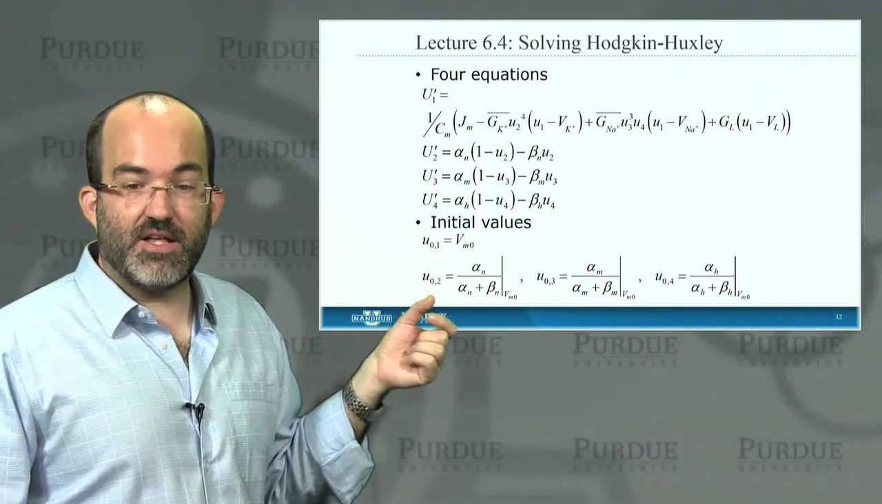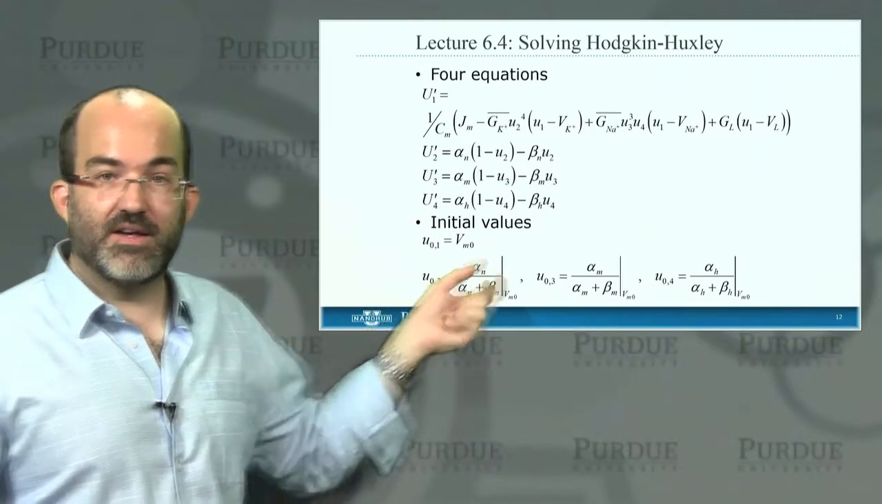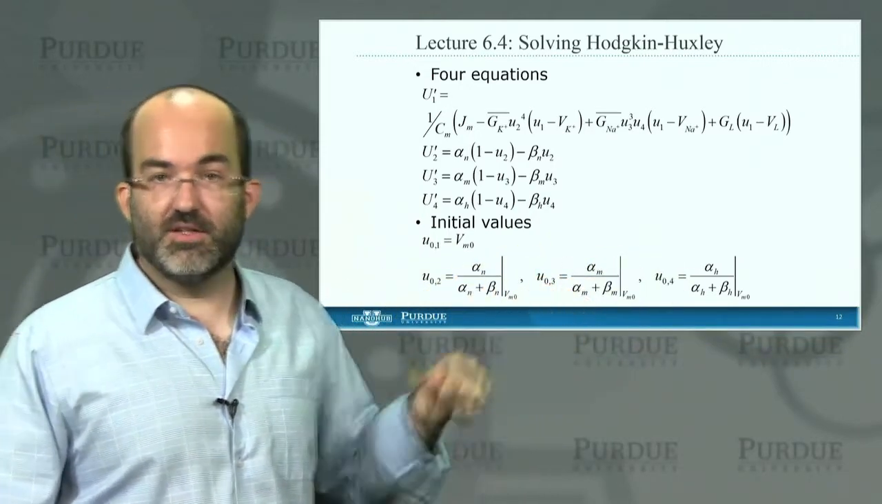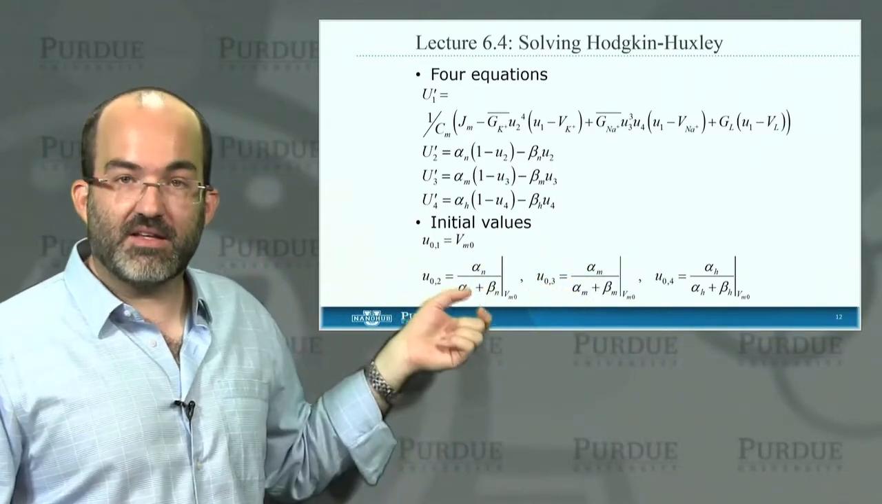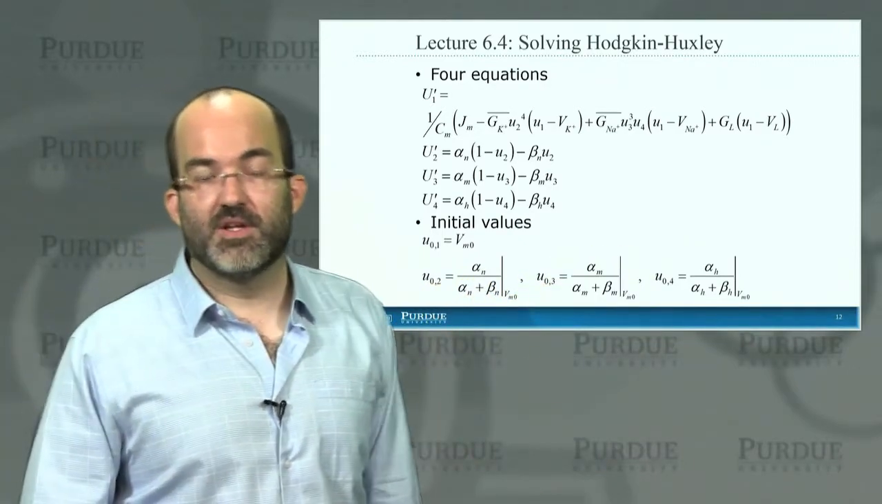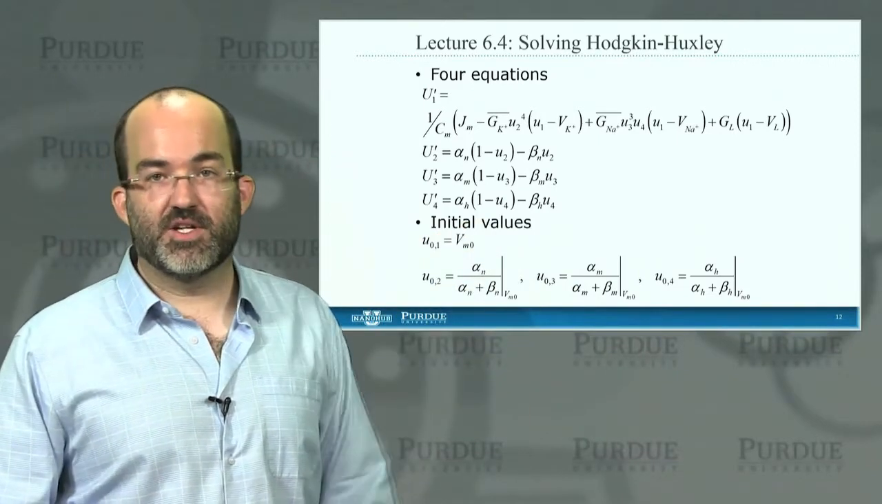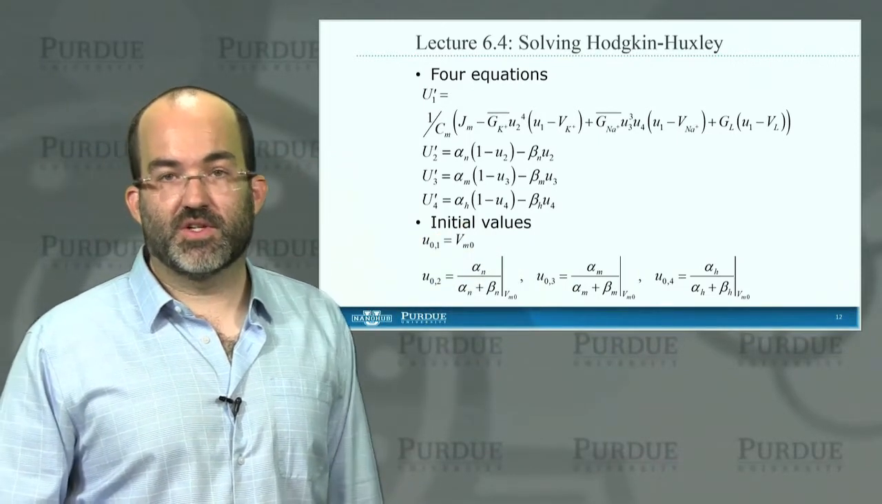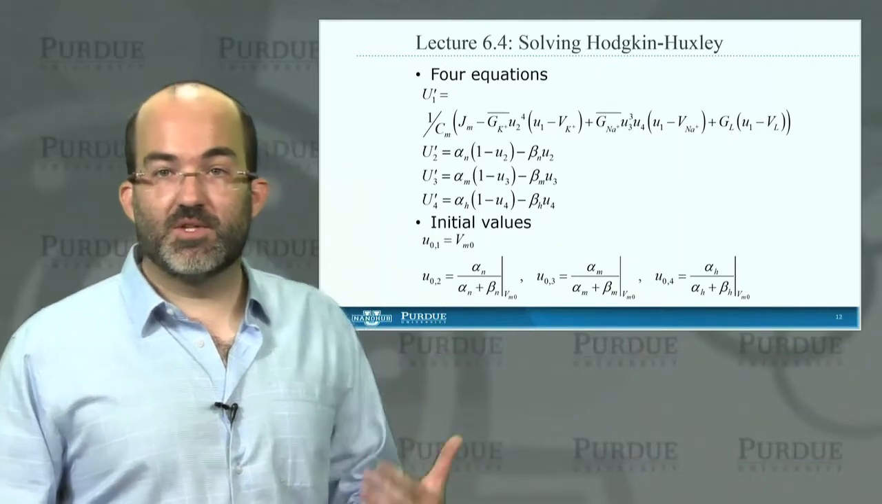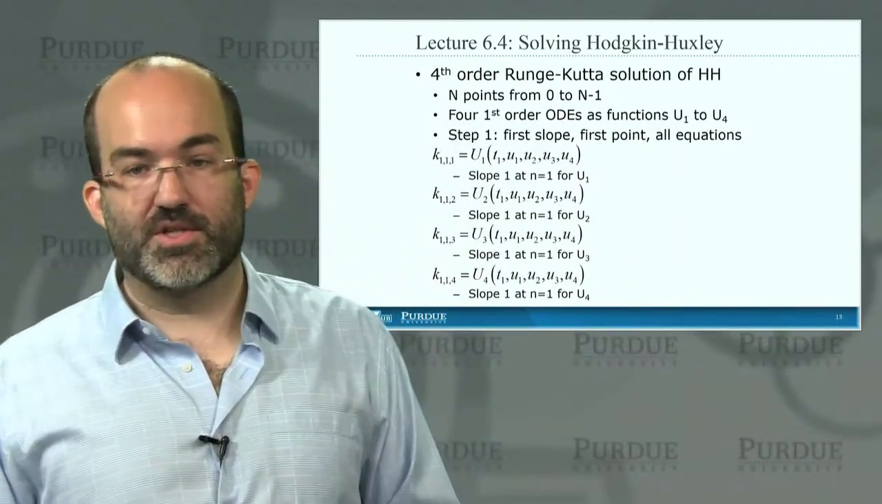And the initial values for N, M, and H are given by the equations for N, M, and H, which are all in the Hodgkin-Huxley paper. You can calculate N, M, and H from their alpha and beta values. So you can plug in the equations that we showed in the previous slides, plug in those initial values, and get the initial conditions for each of those equations. And once you have the initial conditions, then you can start doing your 4th order solution using Runge-Kutta.